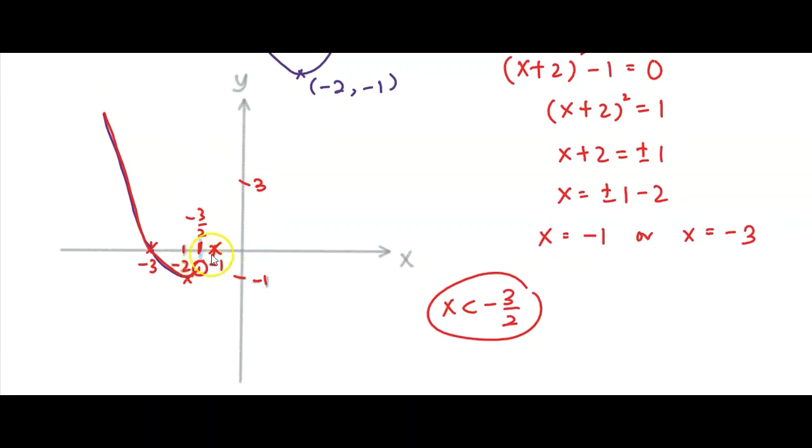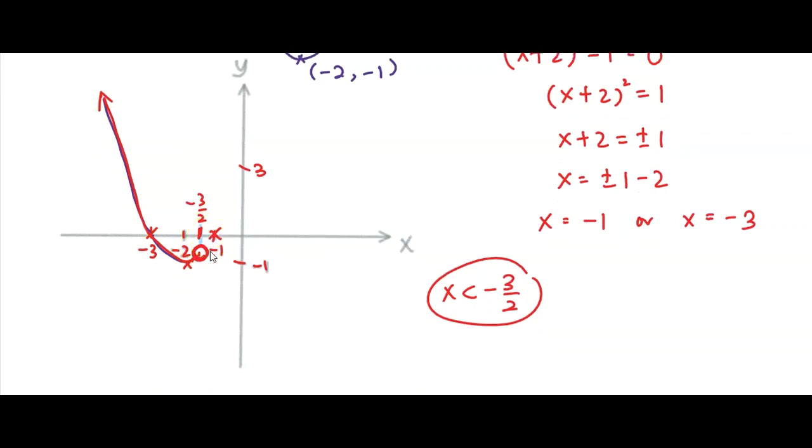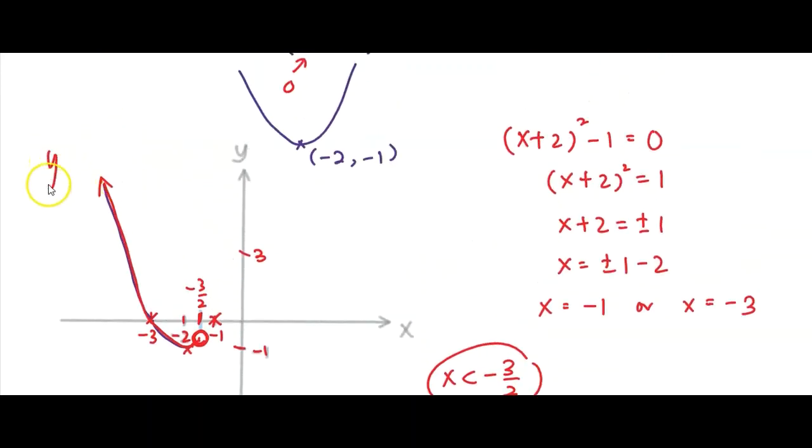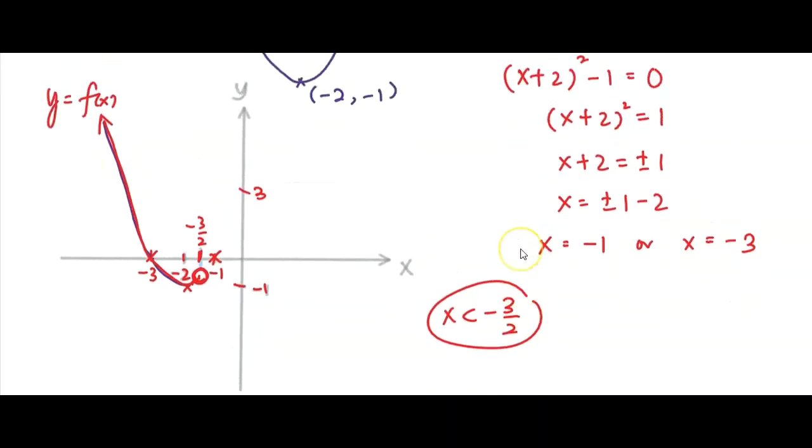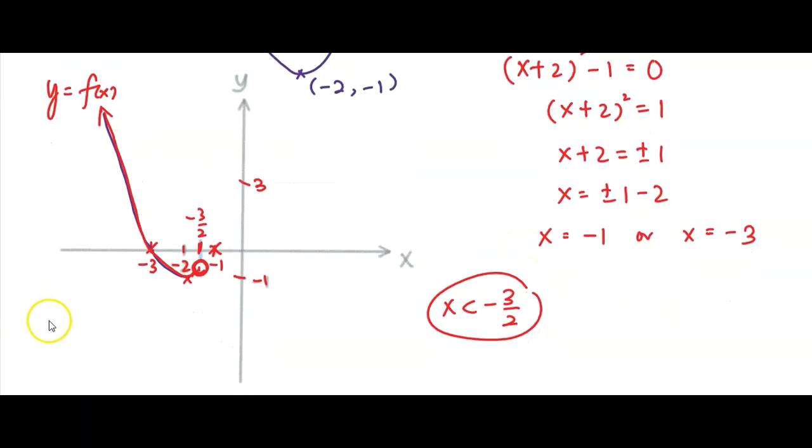Okay, this is negative 1. So our graph starts from negative infinity up to negative 3 over 2. So you can label this as your y equals f(x). From the graph that we have sketched, you can determine the domain so easily.